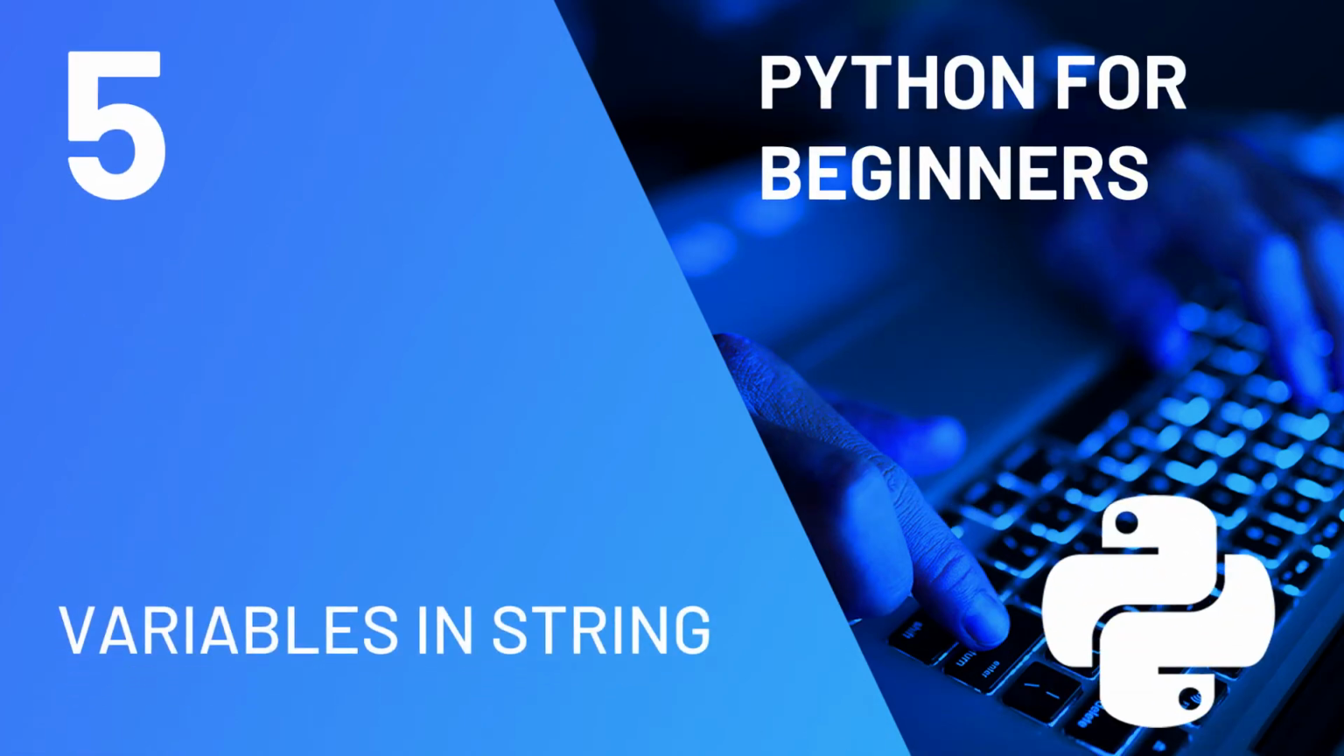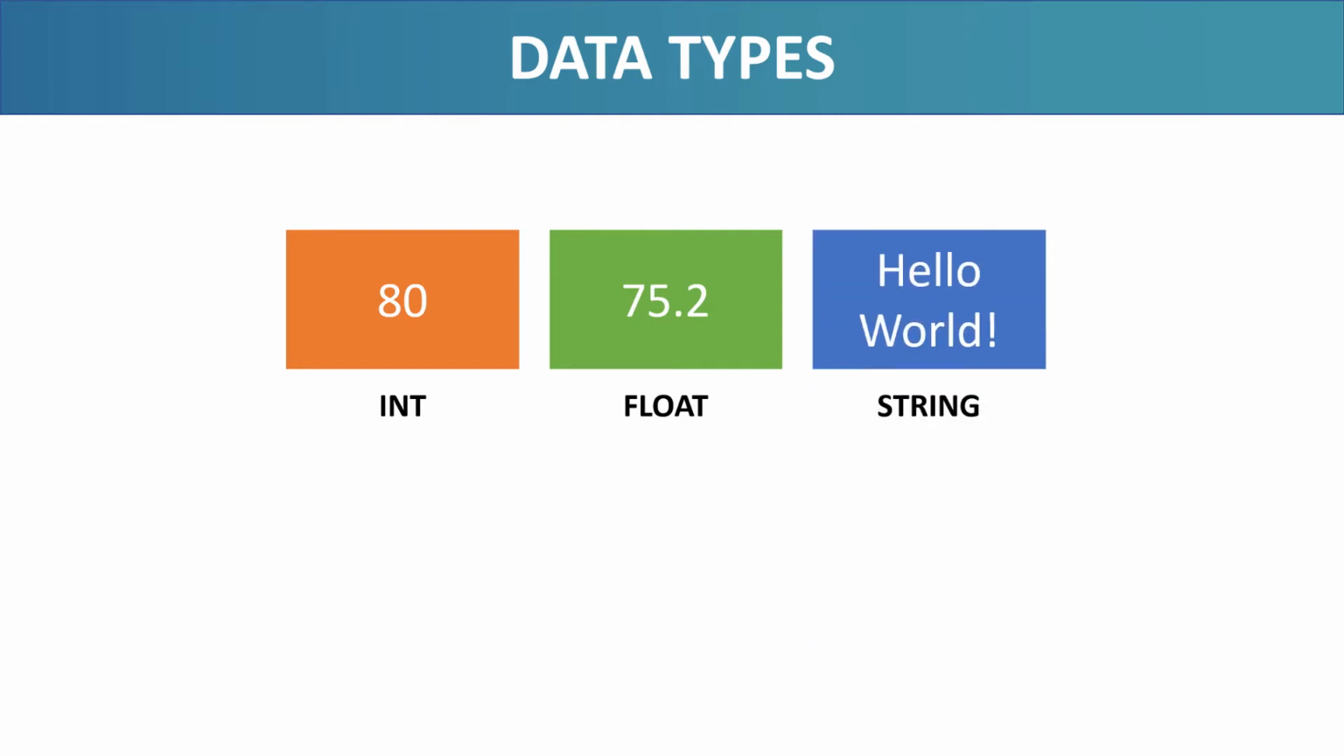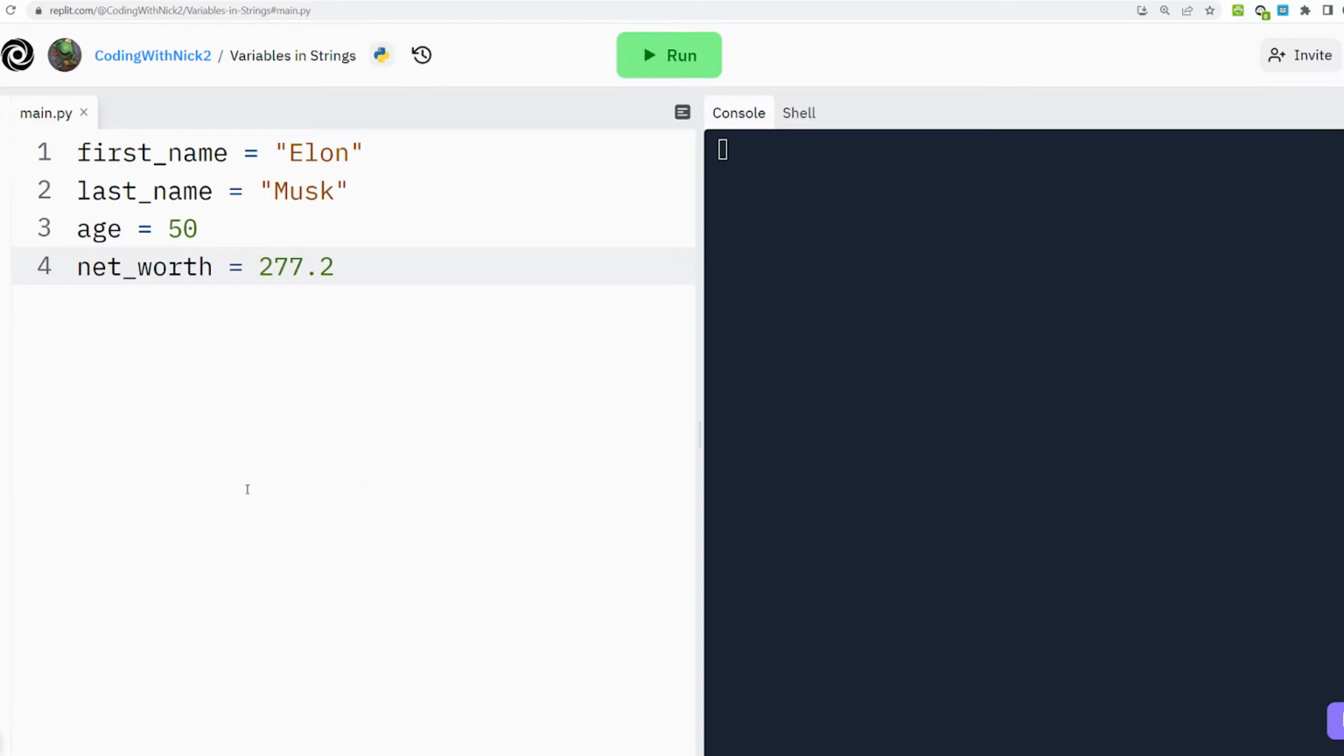So far, we have learned about three types of things we can store in variables. We can store whole numbers in int variables, decimal numbers in float variables, and text in string variables. In this video, we are going to learn something very useful: how to put the value a variable contains inside the string.